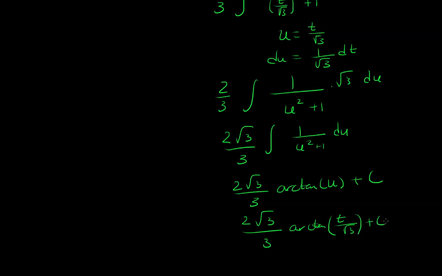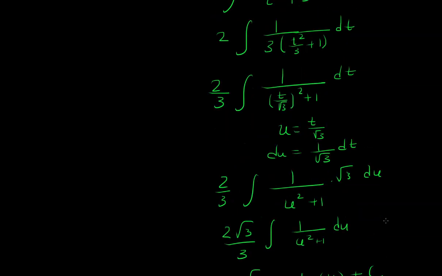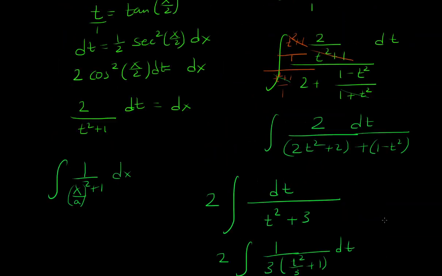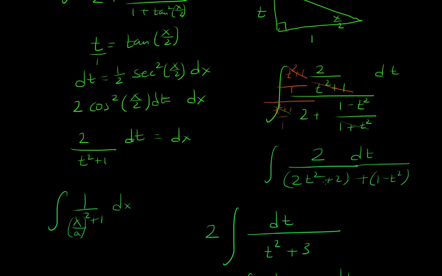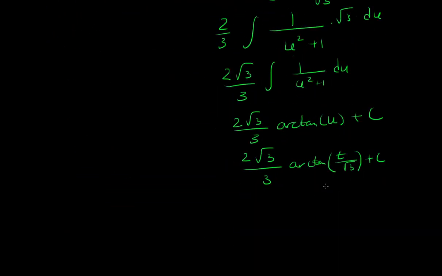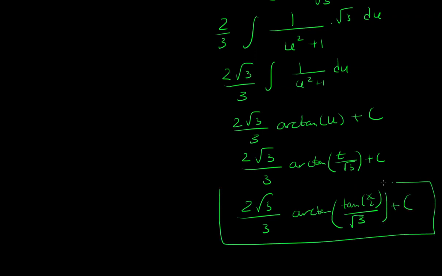And then if we were to use the table here, so t we said was tangent x over 2. So we'll replace that. And so we would get this as our final answer.